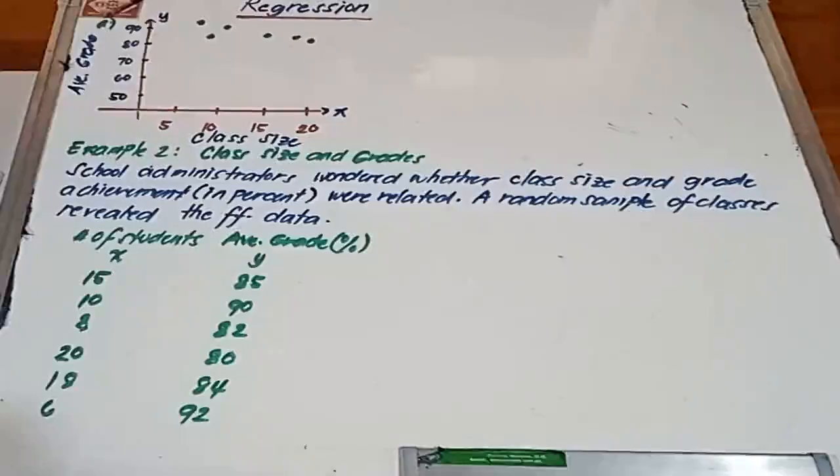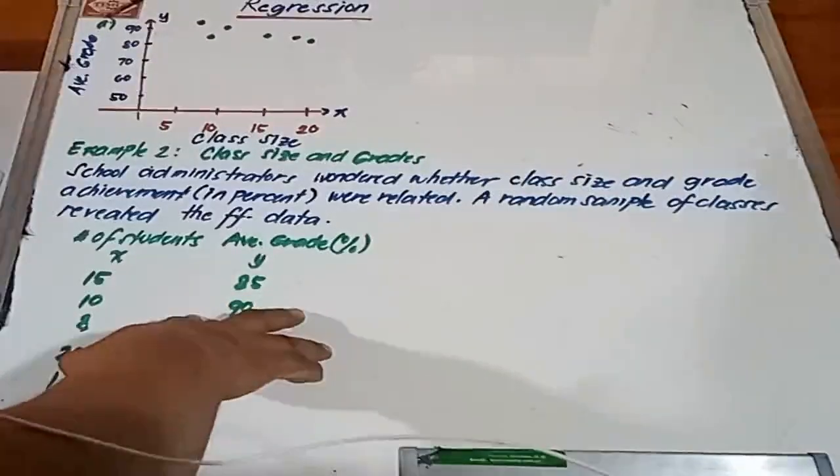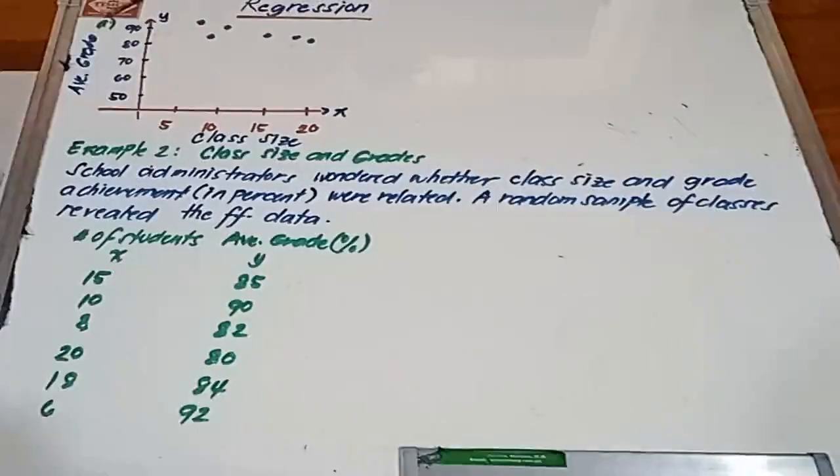Now, sabi dito, aalamin natin kung may significant relationship ba yung ating class size doon sa average grade sa mga estudyante. Pag marami bang estudyante, ay mababa ang average grade. O kapag kukunti ba ang estudyante, mataas ba ang average grade ng klase na yun. Okay? Now, the next step is to compute for correlation coefficient. So that is our letter B.